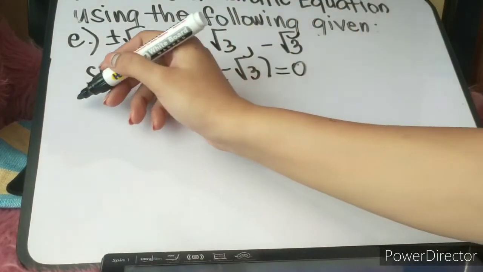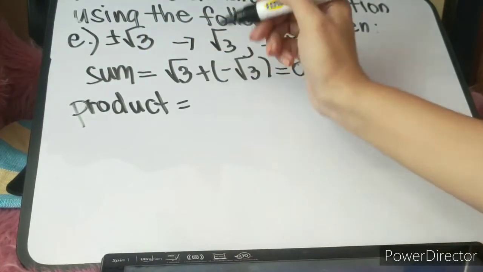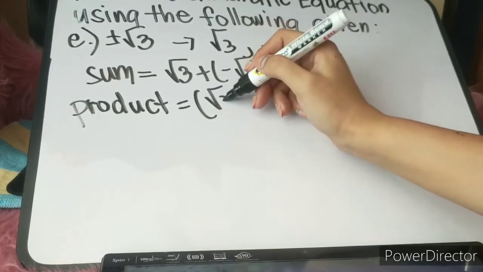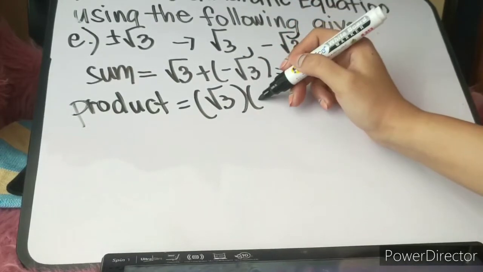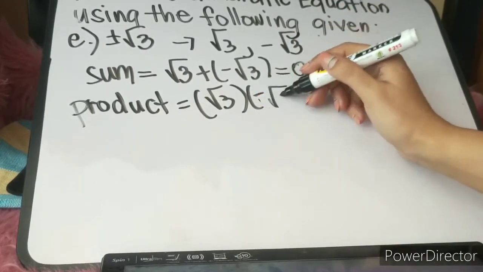And then, to find the product, of course, we will be multiplying square root of 3 with negative square root of 3.